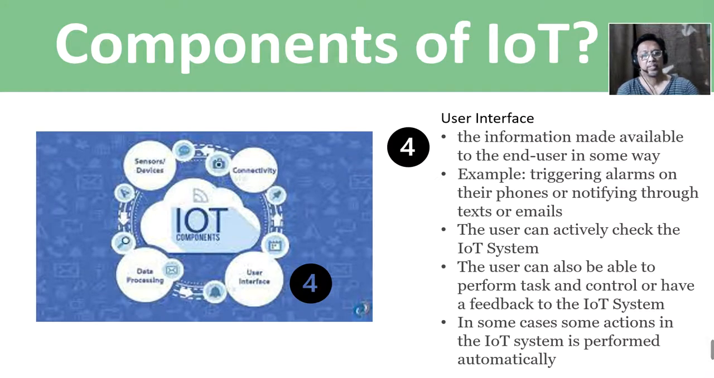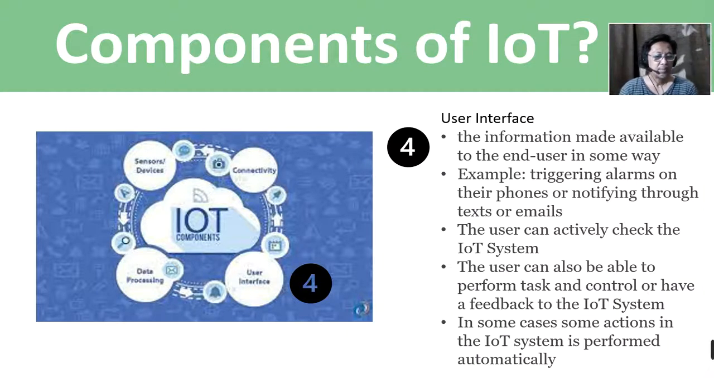And then the fourth one is the user interface. The information made available to the end user in some way. So there should be a user interface for your IoT. So it could be the input or output device, or it could be your display, so that you will see what is happening to your device. So it could be a simple display like an LED, or it could be a more complex display, which is just a screen.